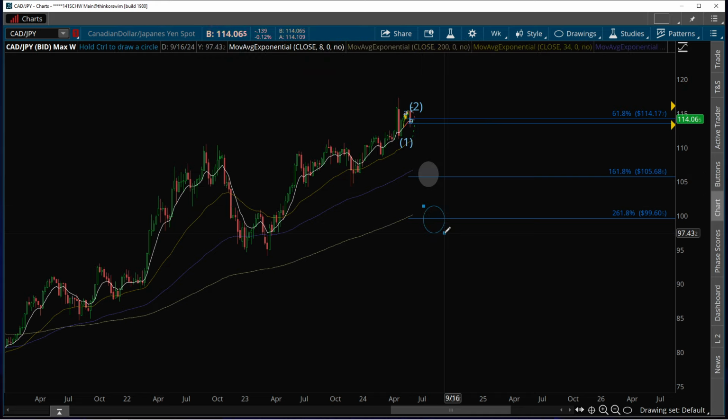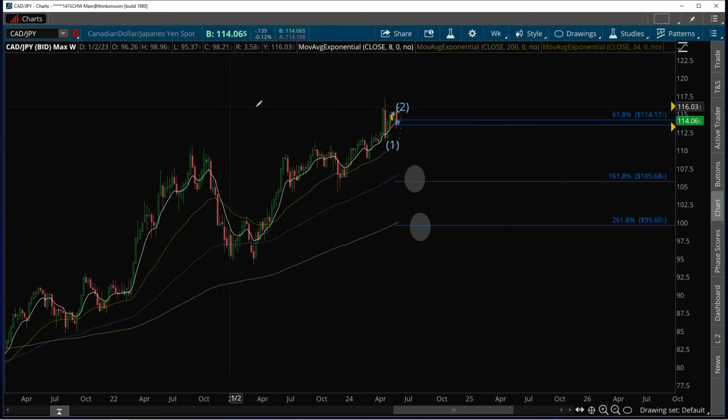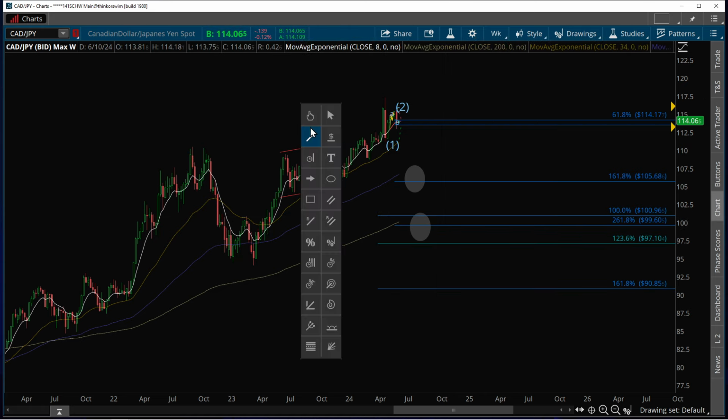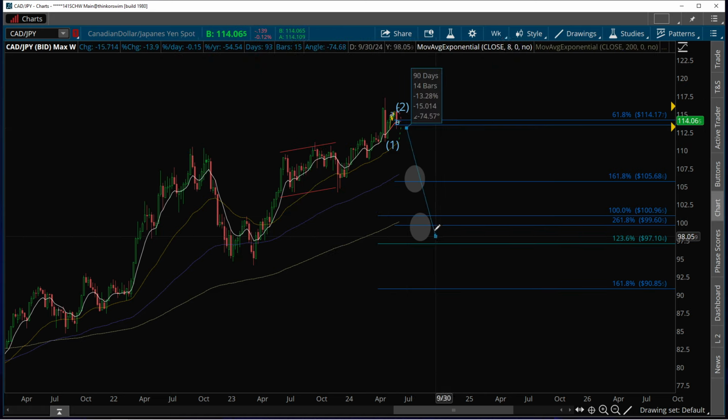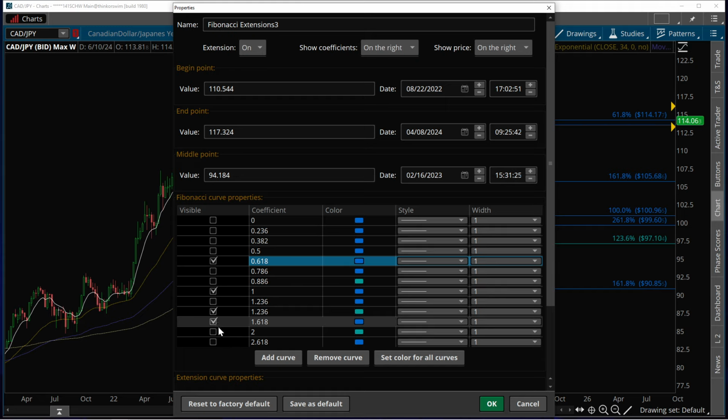And then now, if we measure this thing, we have the same exact pattern it's making in the lower degree right here, right? So now you got this potential running flat, right? But you got high confluence. 100% of this wave lines up with the 2618, right? For wave 3. And we'll get rid of this and we'll put the 618 on again.